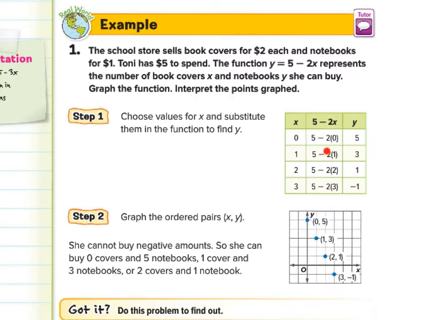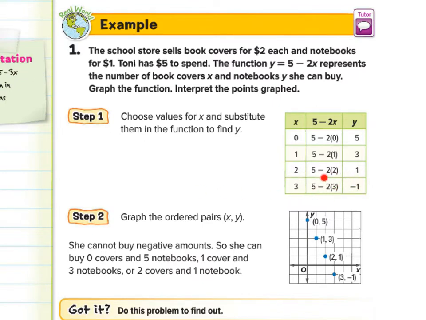Okay, so here we have, she buys 0, she'll still have $5. She buys 1, she's only going to have $3 left. She buys 2, she's going to have $1 left. If she tries to buy 3, she can't, because she'll have -1. You can't have -$1, right?